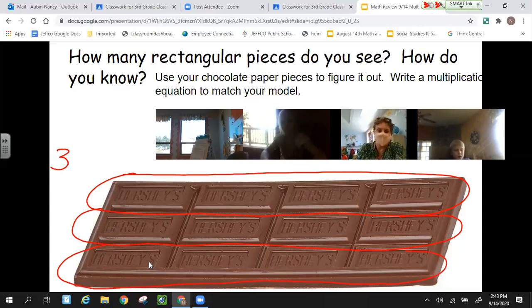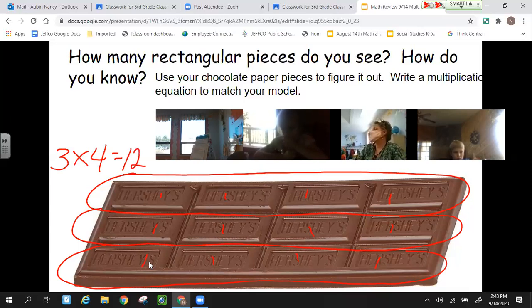So there's 4 in each, right? 1, 2, 3, 4. 1, 2, 3, 4. 1, 2, 3, 4. So what was your multiplication equation? 3 times 4 equals 12. So it's Eleanor's turn. So we'll give you a turn too. Go ahead. 3 times 4 equals 12.